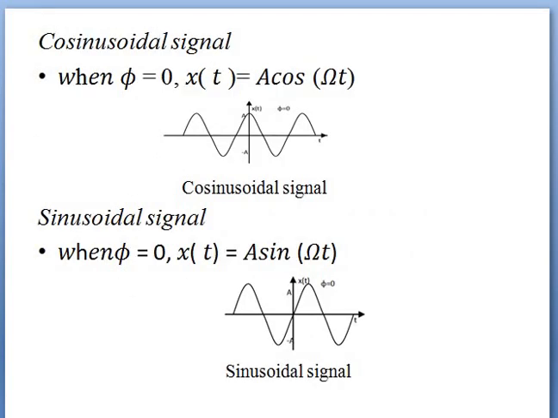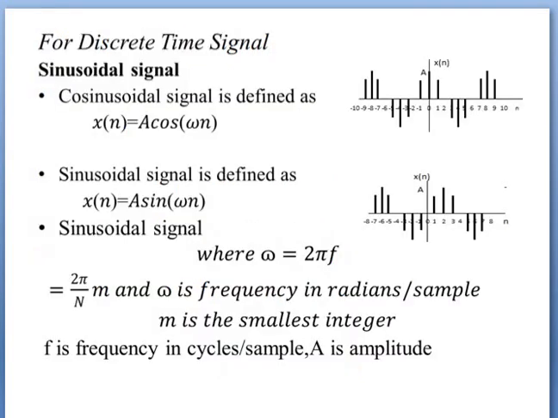When phi is equal to 0, x of t equal to A cos omega t, that is represented by a cosinusoidal signal. When phi is 90 degrees, x of t equal to A sin omega t. The sinusoidal signal is also represented in the figure.